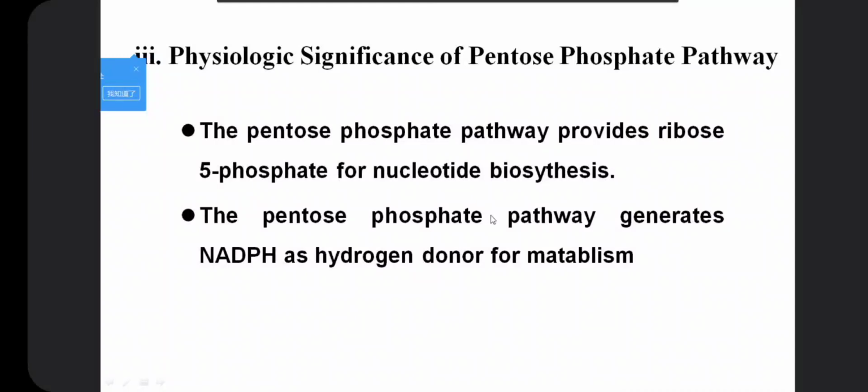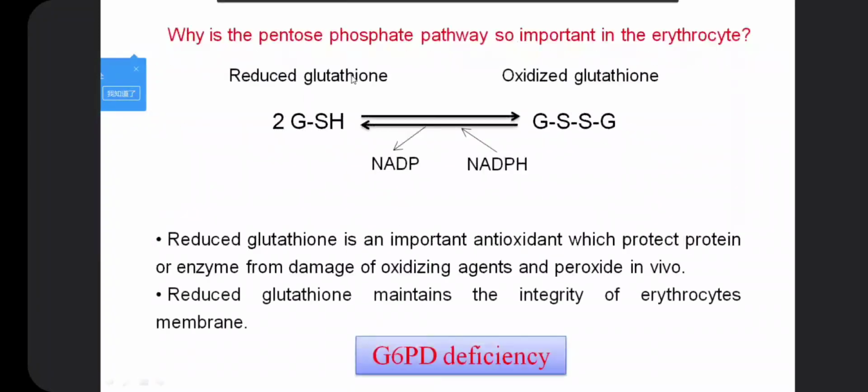Okay. And next, you should remember the physiological significance of the pentose phosphate pathway. The pentose phosphate pathway provides two very important molecules. The first one is ribose 5-phosphate, which is a very important source for the synthesis of nucleotides or nucleic acids, right? And another very important molecule is NADPH. NADPH can act as a reducing power for the synthesis of fatty acids or cholesterol and so on. And NADPH can also act as an antioxidant molecule. So you should remember this.